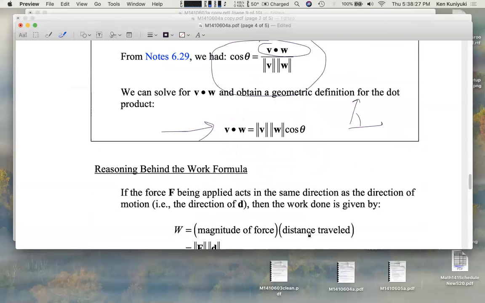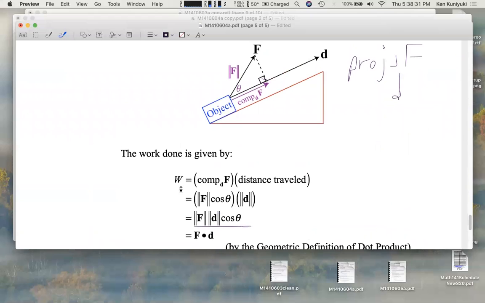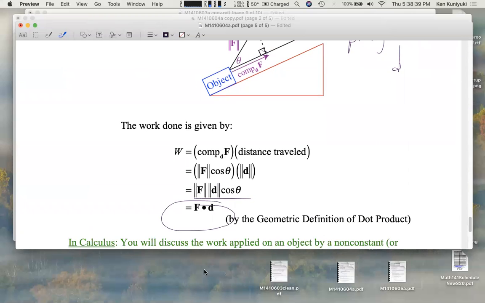Okay, so basically, all this: work equals the relevant aspect of force, that magnitude, times the distance traveled. It ends up being the dot product. Work is given by the dot product. So that's a key application in physics.